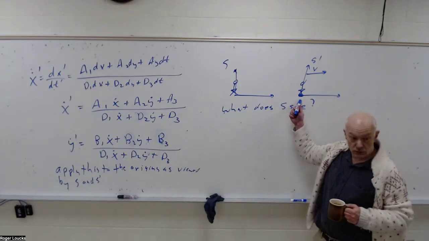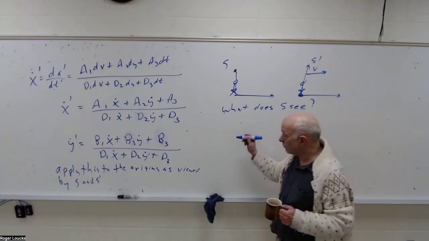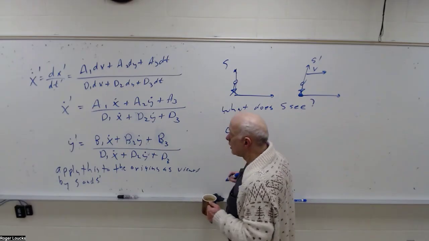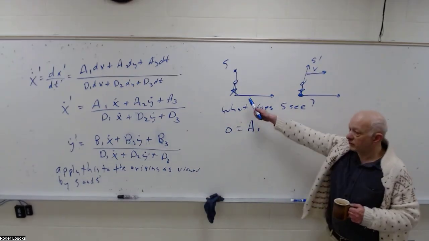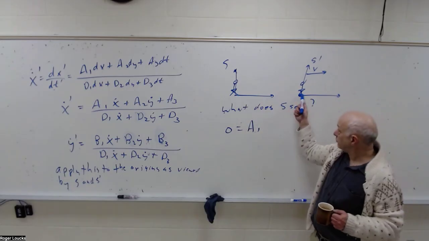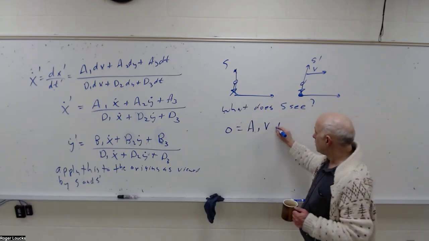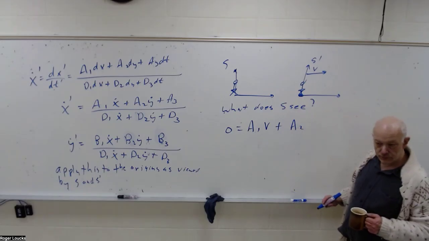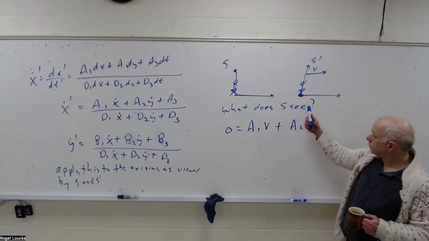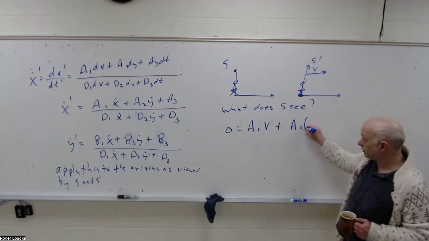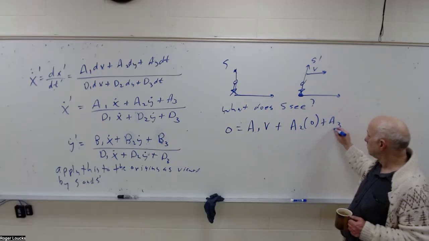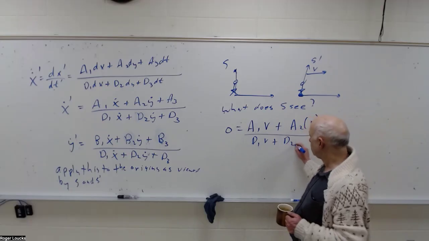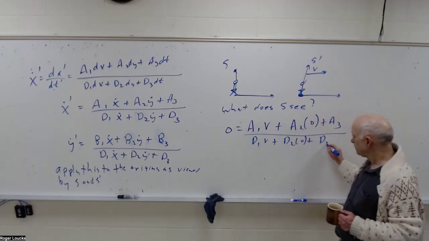Now, if you're here, you don't think you're moving, right? So this is 0. So 0 equals A1, then what is x dot? What does this person see? V. They're going to see this point with a V, so this is V. And then plus A2, and then what is y dot? 0, because it's just moving this way. So this is 0. This is A3, equals D1 V plus D2 0 plus D3.